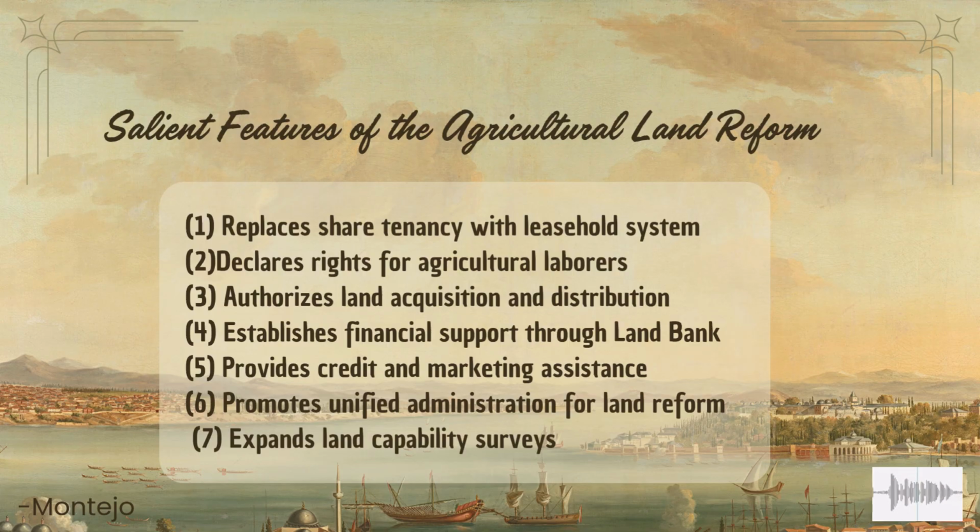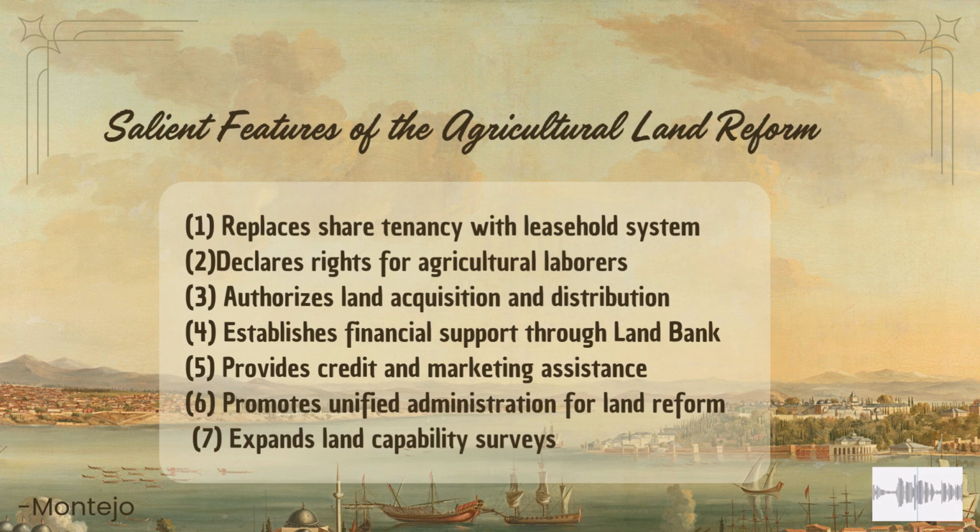Salient features of the Agricultural Land Reform Code. Here are the main features. First, it replaced the shared tenancy system with a leasehold system. Second, it declared the rights of agricultural laborers. Third, it gave authority for the government to acquire and distribute agricultural lands. It also created the Land Bank to finance land purchases and provided machinery for marketing and credit assistance.